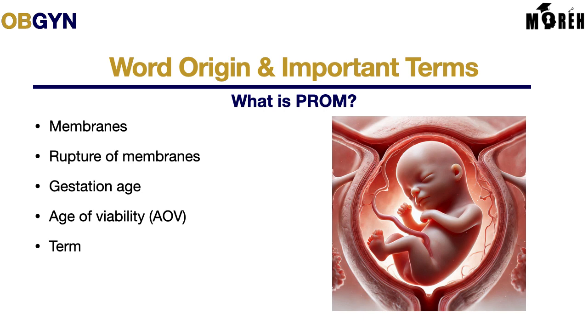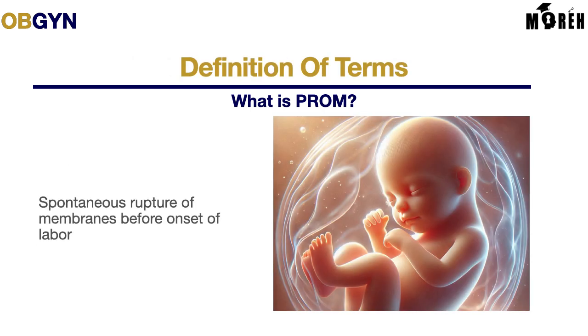So now that we know all these things, what is premature rupture of membranes? Premature rupture of membranes is the spontaneous rupture of the membranes before the onset of labor. So there's a break in the continuity of the membranes before the onset of labor. If it occurs after labor has begun, we're going to refer to that as mature rupture of membranes, which is spontaneous. But in this case, we're saying it's premature rupture of membranes.